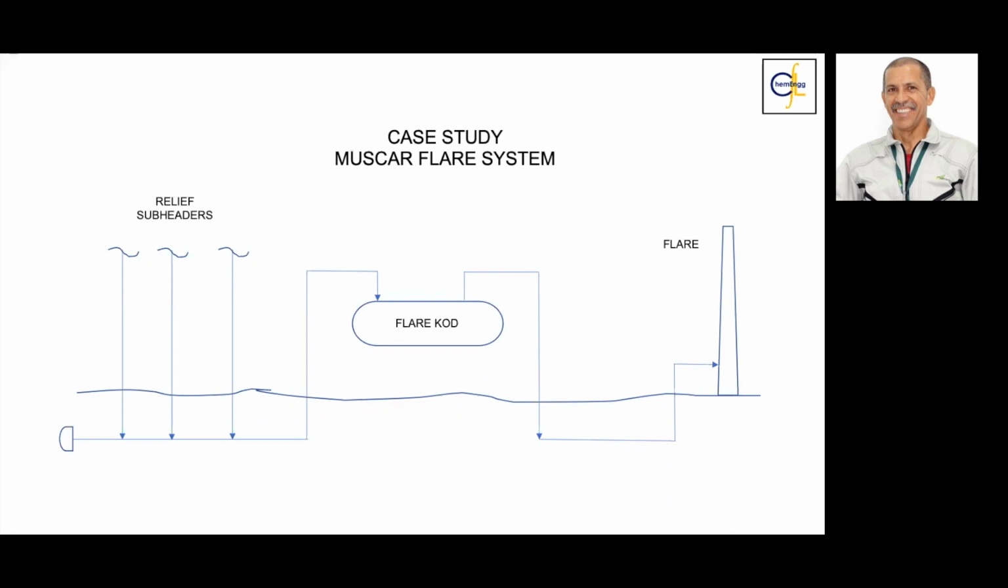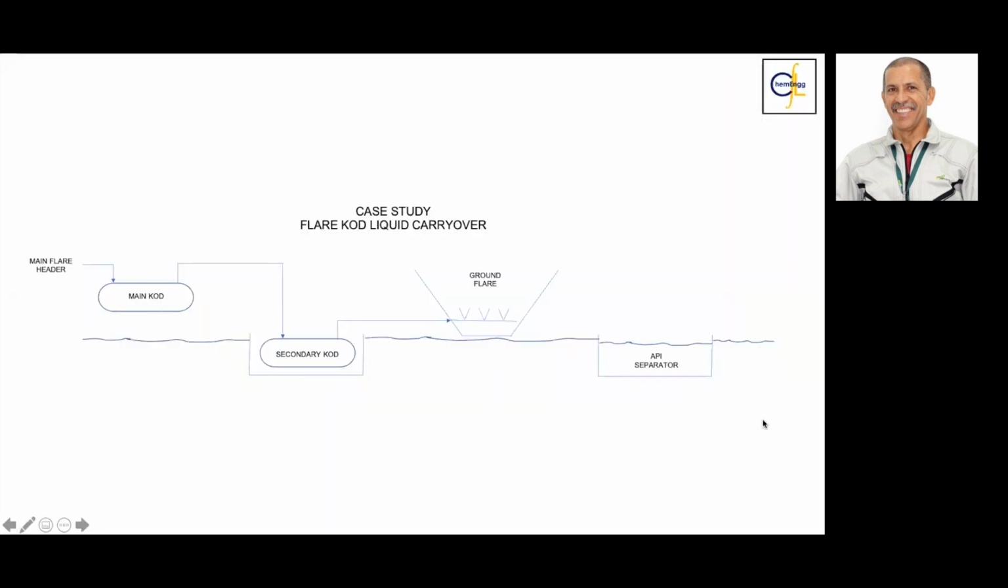Okay, thank you, sir. My next question is the one where you spoke about flare KOD liquid carryover. Was it possible to install a U piece between the main KOD or secondary KOD and between the secondary KOD and the ground flare, so that whatever liquid carryover was happening there can get settled down?